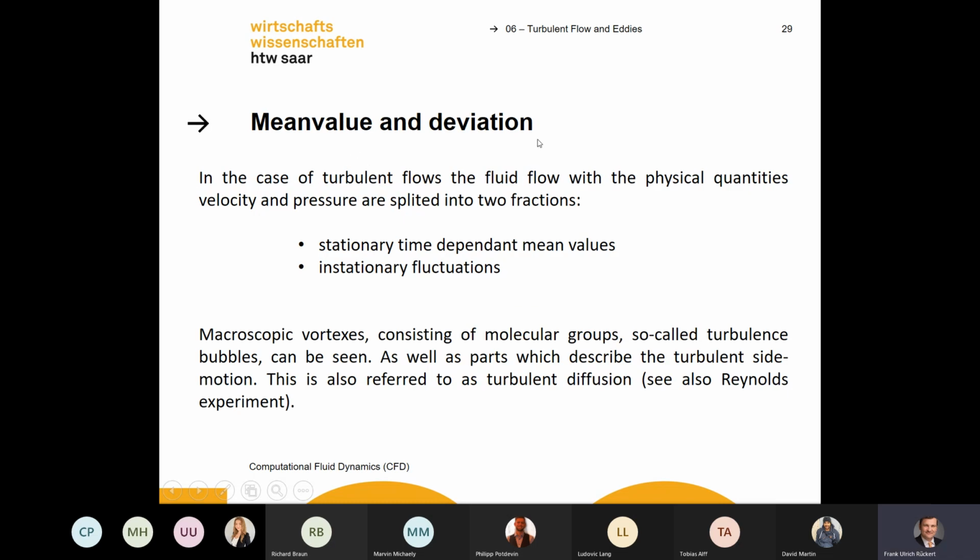Mean value and deviation, I summarize: in case of turbulent flows, fluid flow with physical quantities such as velocity and pressure, they are split into two different fractions. You have a stationary, time-dependent mean value, and you have an instationary fluctuation of these mean values.